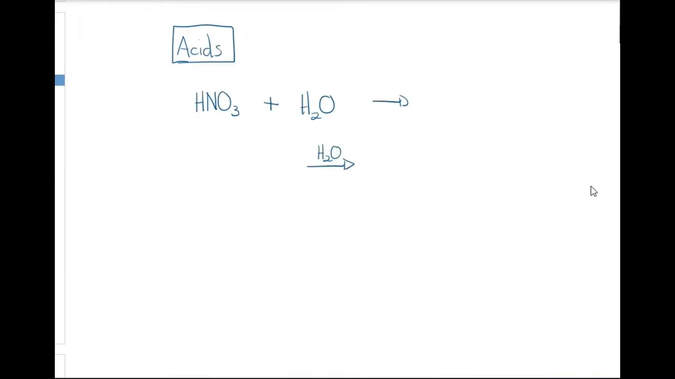Because now we've got two terms or two phrases that we have hopefully been exposed to. The first one is dissociation. Also just double check my spelling. Dissociation, and the second one, in any order, one is not more important than the other, ionization.